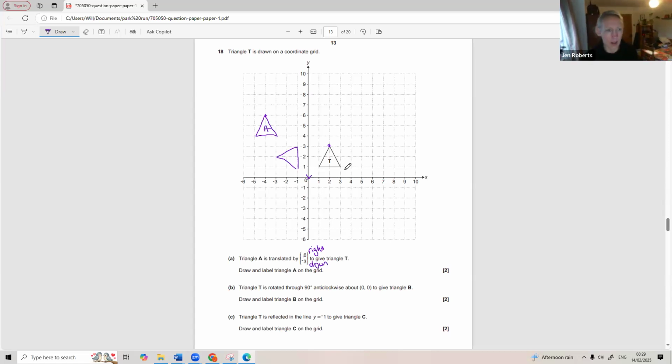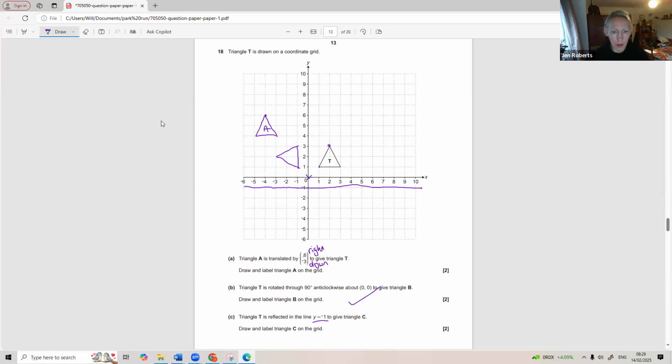Okay. I'll try and draw that a little bit better, actually. That bit's all right. And that bit. Triangle T is reflected in the line y equals -1. There's our reflection line. Y equals -1 is a straight line. Again, should be drawn with a ruler through there. Got to reflect my triangle T into that line to give triangle C.